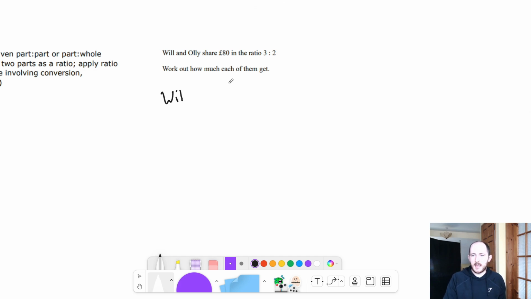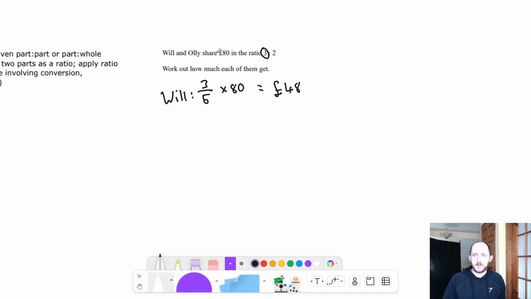Will is going to get a certain fraction of the money. Now what fraction is he going to get? Well, I can see that Will corresponds to the number 3. So I'm going to write the number 3. I'm going to divide it by the sum of all the parts of the ratio. So if there are 3 parts of the ratio, I'd add 3 numbers together. If there's only 2 parts, I add 2. So that's over 3 plus 2, which is 5. So all I'm doing is taking 3/5 of 80. 80 divided by 5 is 16, times by 3 would give me £48.